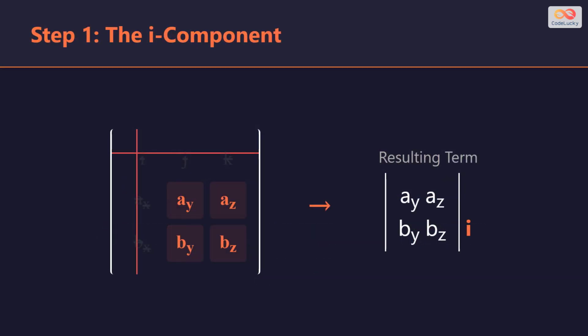Let's find the i component first. Imagine crossing out the row and column that contain i. We are left with a small 2x2 matrix in the bottom right, containing a sub y, a sub z, b sub y, and b sub z. This is called the minor, and it becomes the coefficient for our i vector.